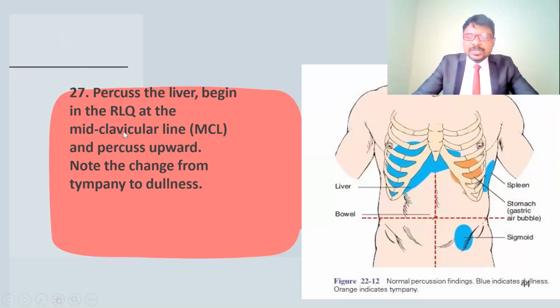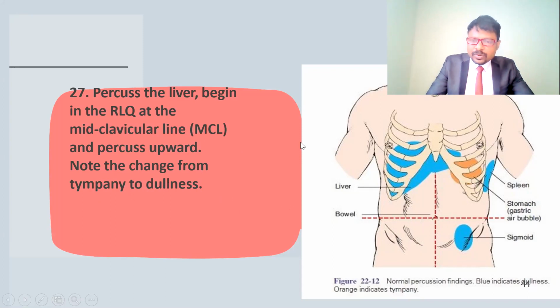So percussion, where to start? Start with the liver, beginning in the right lower quadrant. So this is the right lower quadrant. And where we have to start is the mid-clavicular line. We start at the mid-clavicular line and percuss upwards, noting any changes from tympany to dullness. So from the lower area we have to move upward.